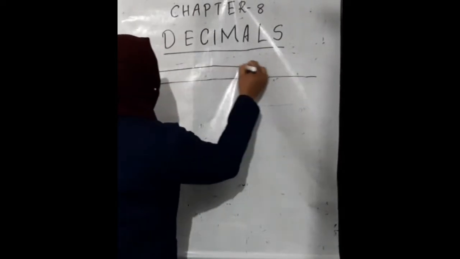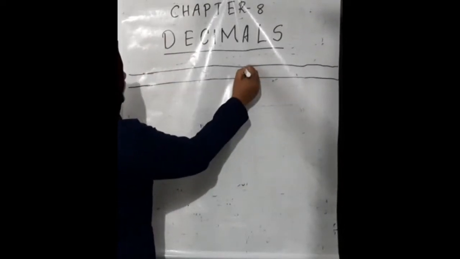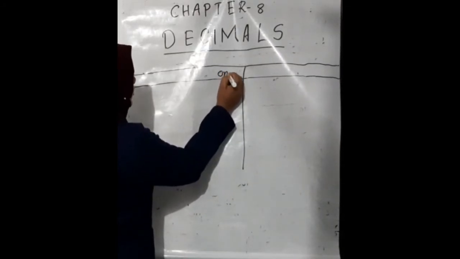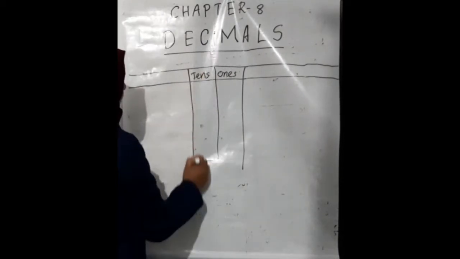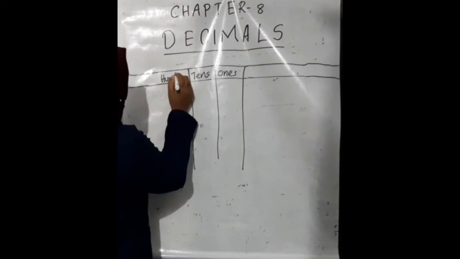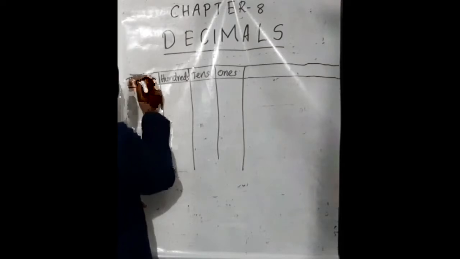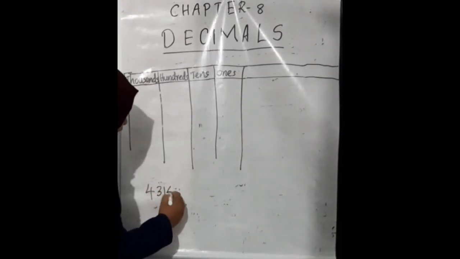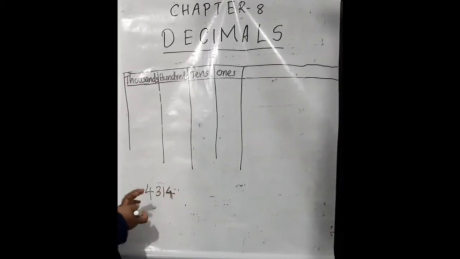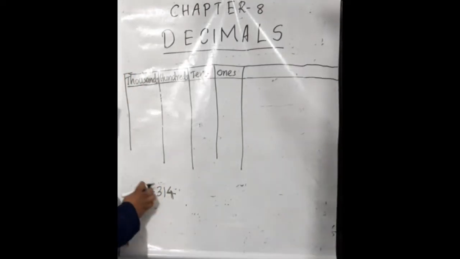If you have a 4-digit number, what are the place values there? Yes, ones will be there, then tens, then hundreds, then we have thousands. For a 4-digit number, for example 4134, the place values are ones, tens, hundreds and thousands. Anyway, we are taking that 4000 only.